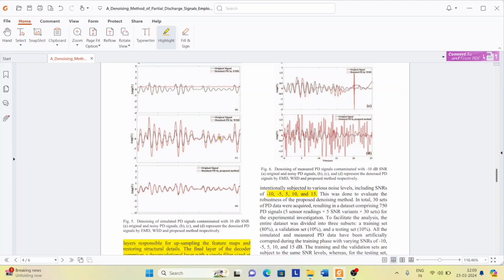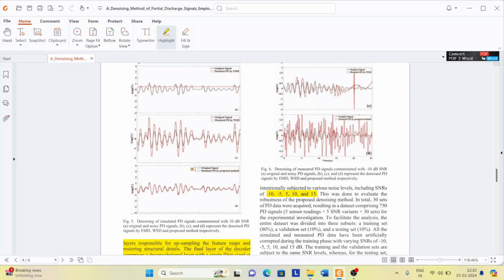After that, we have used the WSD, wavelet signal denoising method. Whenever we use this method, we are getting somewhat nearby to the original signals, like similar, not exactly similar. So this we are trying to get similar to the original signals, but you can see here we are not getting nearby also.